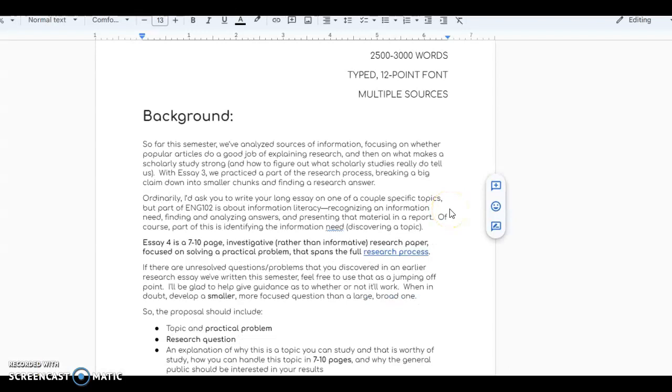Okay, so let's start simple. SA4 is a research paper. It's an investigative research paper. It's a long research paper, 2,500, 3,000 words, 10 pages. Okay, that's about where we are.